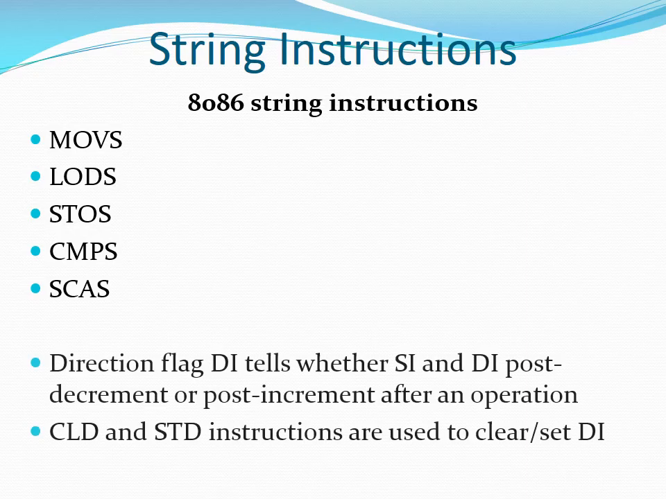The direction flag DF tells whether SI and DI post decrement or post increment after an operation. In other words, it tells whether the adjustment is an increment or a decrement. The clear direction flag and the set direction flag instructions are used to clear and set the direction flag respectively.